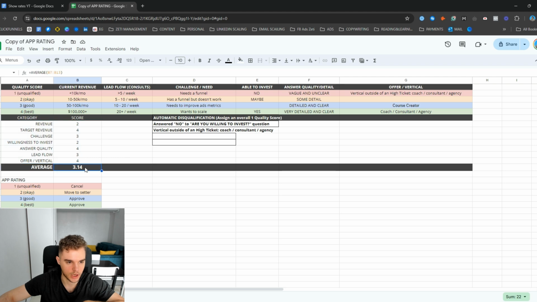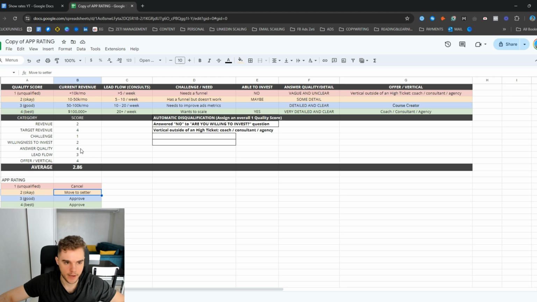So as you can see here, in this case, we have 3.14. Obviously, this is going to change, and this is going to automatically calculate. So in this case, if we got a 2.86, what this means is basically that it is okay-ish, between okay and good. So in this case, because it's 2.86, we would actually approve the lead. Okay, we wouldn't necessarily need to move it to a setter.